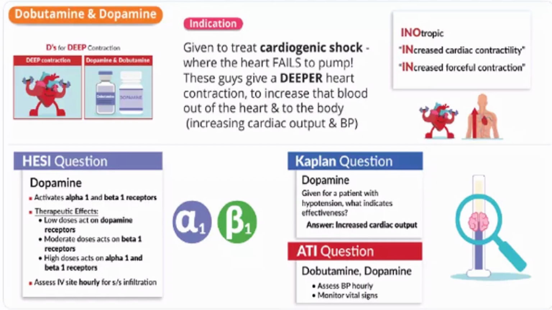So dopamine is affecting the alpha and beta receptors. Again, the lower doses, it's just affecting dopamine, and the beta, which could help with kidney perfusion. As we increase the dose, that can get worse. We're looking for infiltration, and these are going to lead to increased cardiac output. So we're assessing blood pressure, vital signs. Somebody on this is going to be in a critical care unit. This isn't something you're just giving willy-nilly, okay?